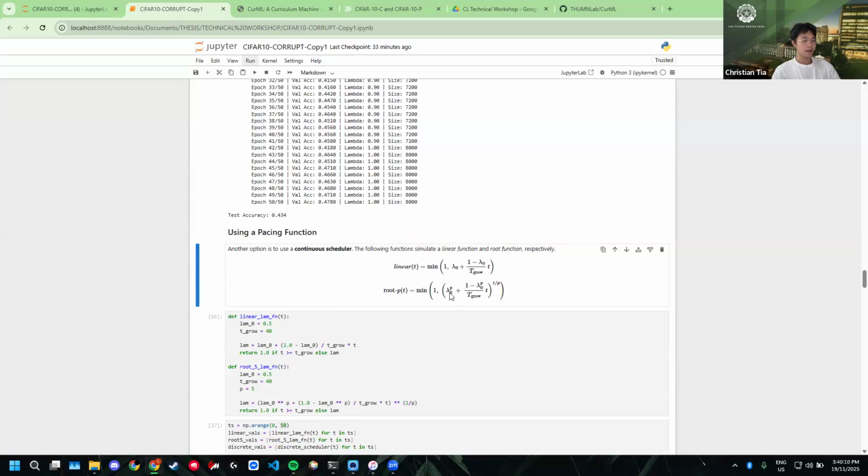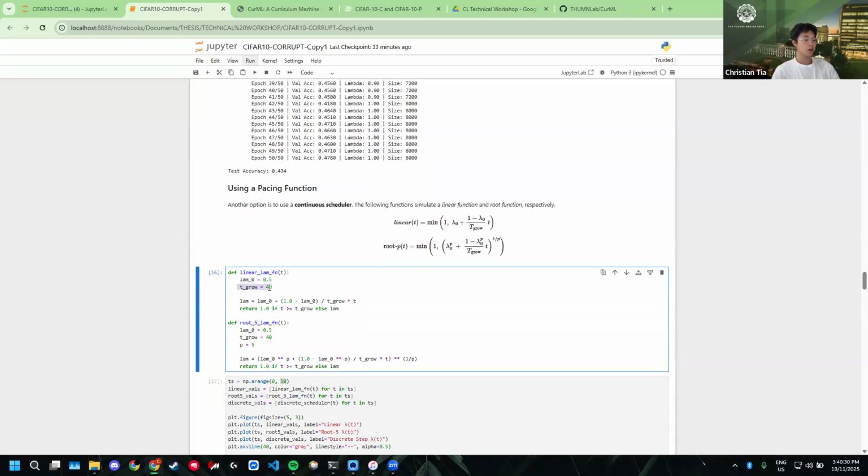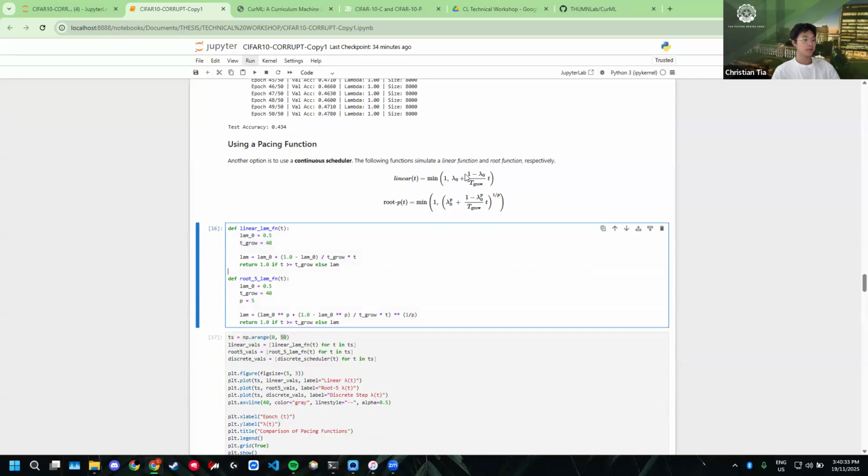the starting lambda raised to P plus 1 minus the starting lambda raised to P again over the T grow. And T grow here would be the epoch at which we want the curriculum to fully mature. So at this point, at T grow, we want to be using all of the data. So yeah, if we were to just implement these equations, it would look like this. So as you can see, lambda is equal to lam0 plus 1 minus lam0 over T grow times T. So you can see it's the same. Same for root P. And in this case, we're using root 5.